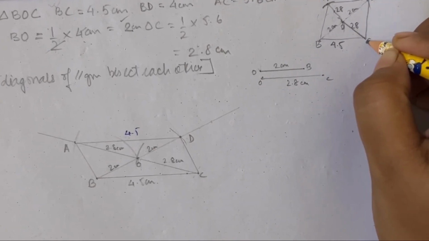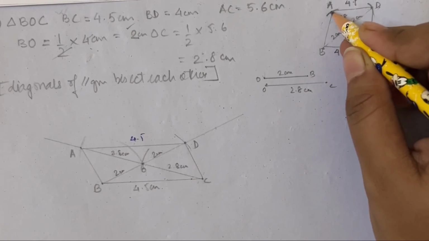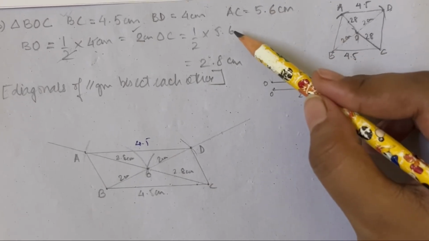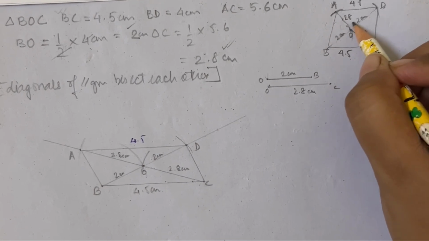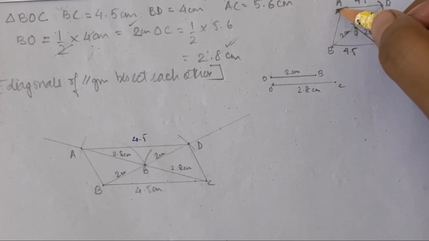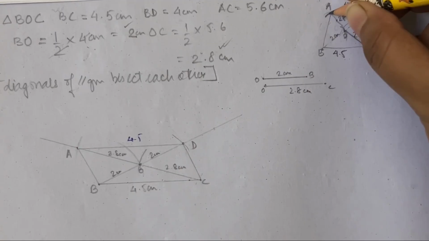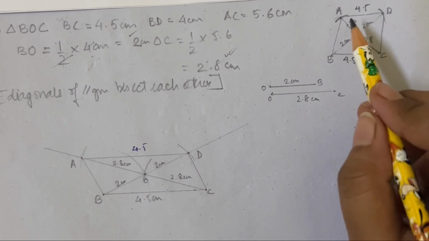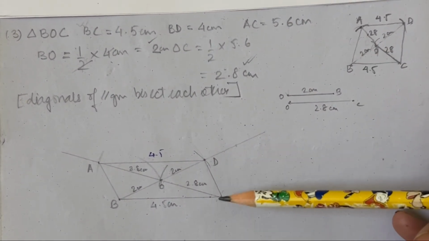As we know, BC is 4.5, so similarly AD will also be 4.5, and AC's value is given as 5.6. So OC will be half of AC, that is 2.8 cm. So we are going to place the compass here and bisect it here, that is 2.8. Then from here again bisect it here, that is also 2.8. Total AC is 5.6. We get point A and we join AB. So we get the required parallelogram ABCD. This is the rough sketch and this is the fair diagram.